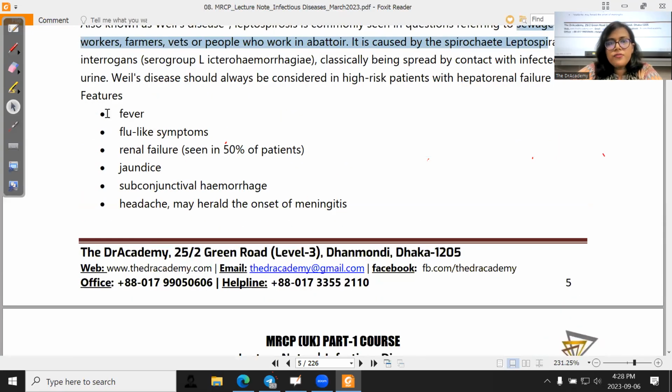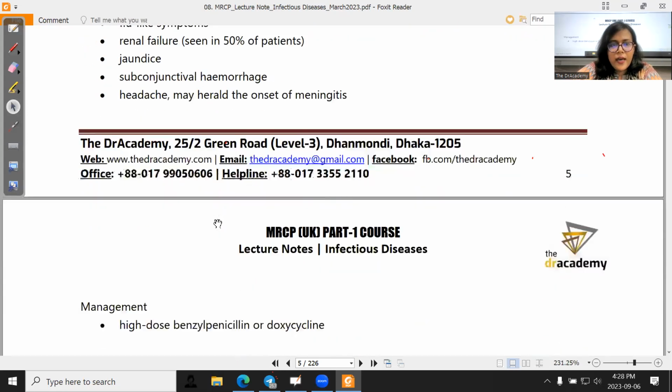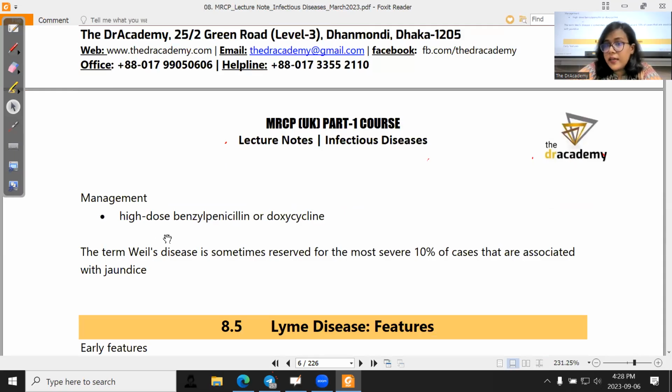So you can see the features of fever, flu-like symptom, renal failure, jaundice, subconjunctival hemorrhage, headache. And management is similar to syphilis. Spirochete infection, the first line antibiotic is the benzyl penicillin. Okay. And the term Weil's disease is sometimes reserved for the most severe manifestation of leptospirosis. So once the disease becomes quite terminal, like there is jaundice, there is profuse subconjunctival hemorrhage, there is kidney shutdown, and liver failure, that's when the term Weil's disease is used. Otherwise, this is known as leptospirosis.